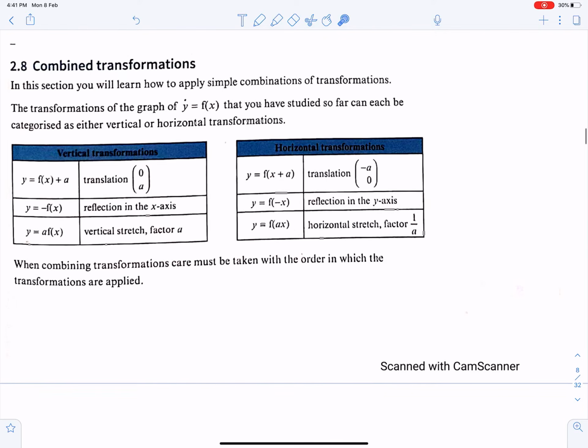This is a table to understand, to learn all the transformations. All these are vertical transformations and these are horizontal transformations.